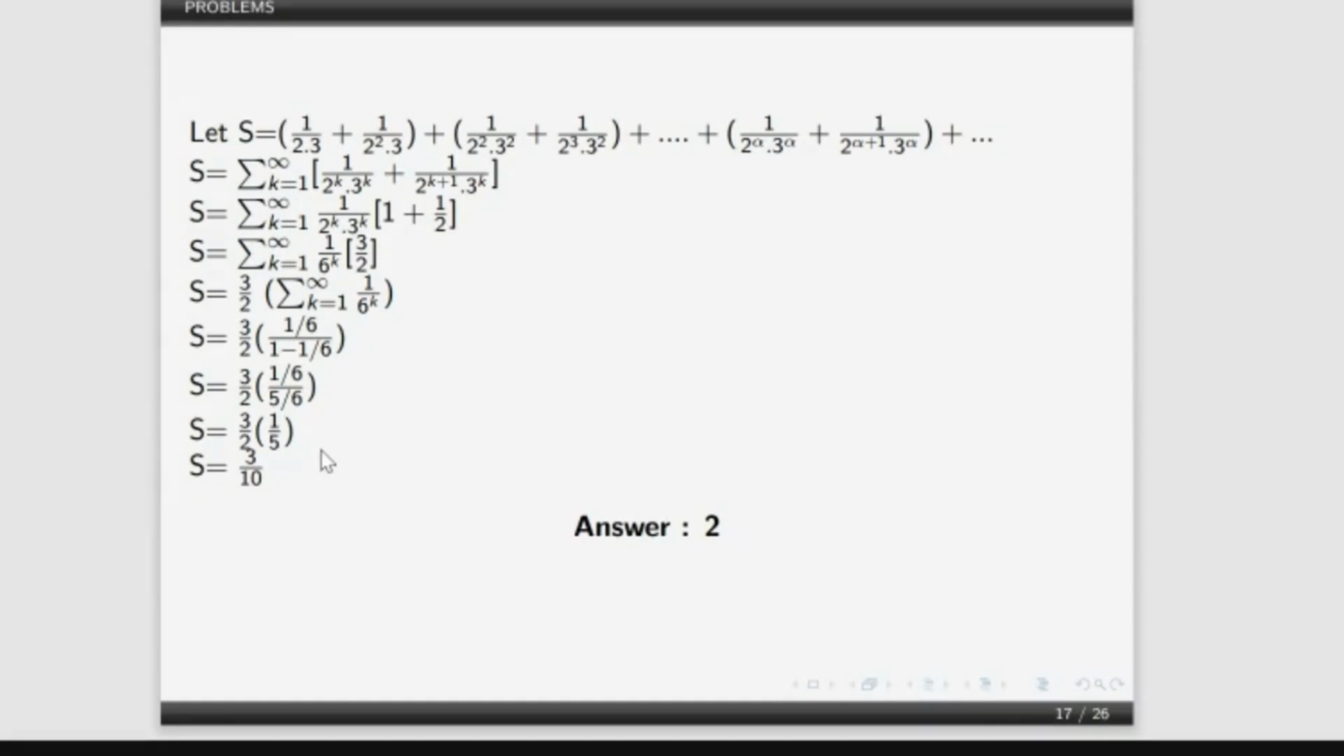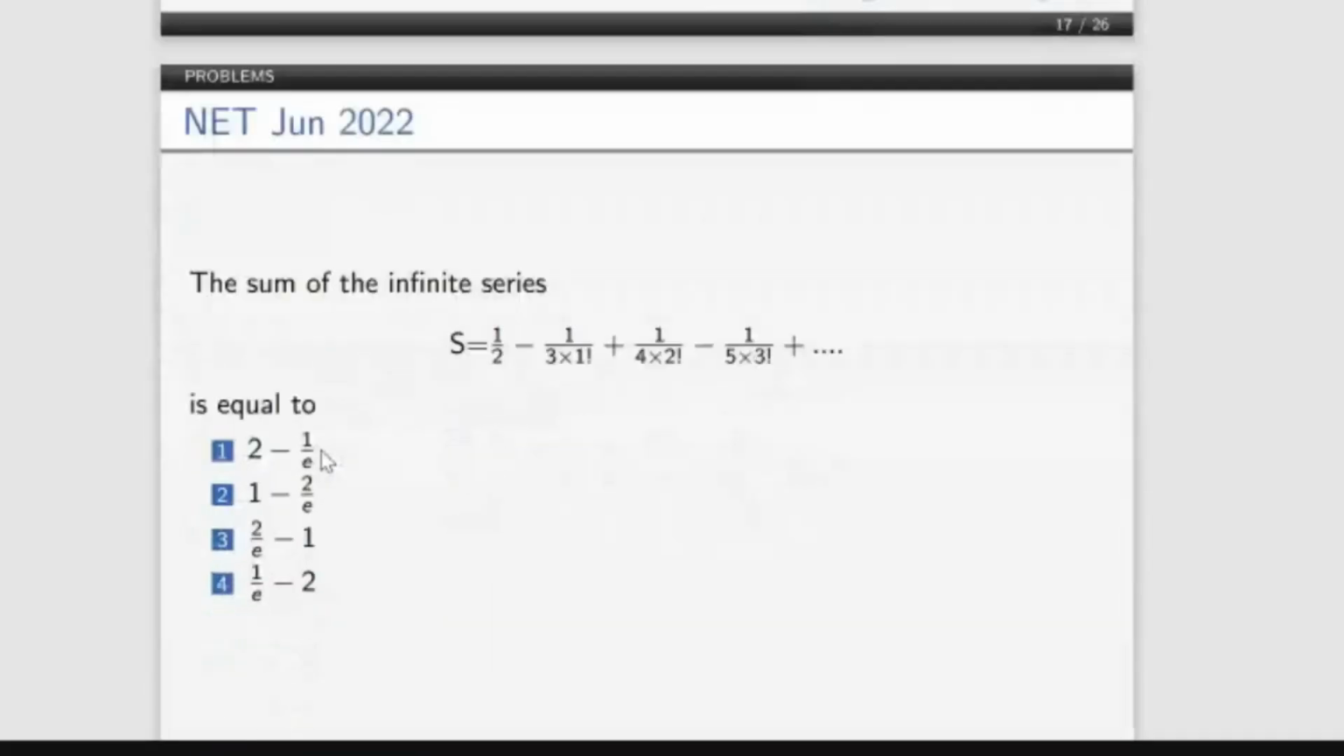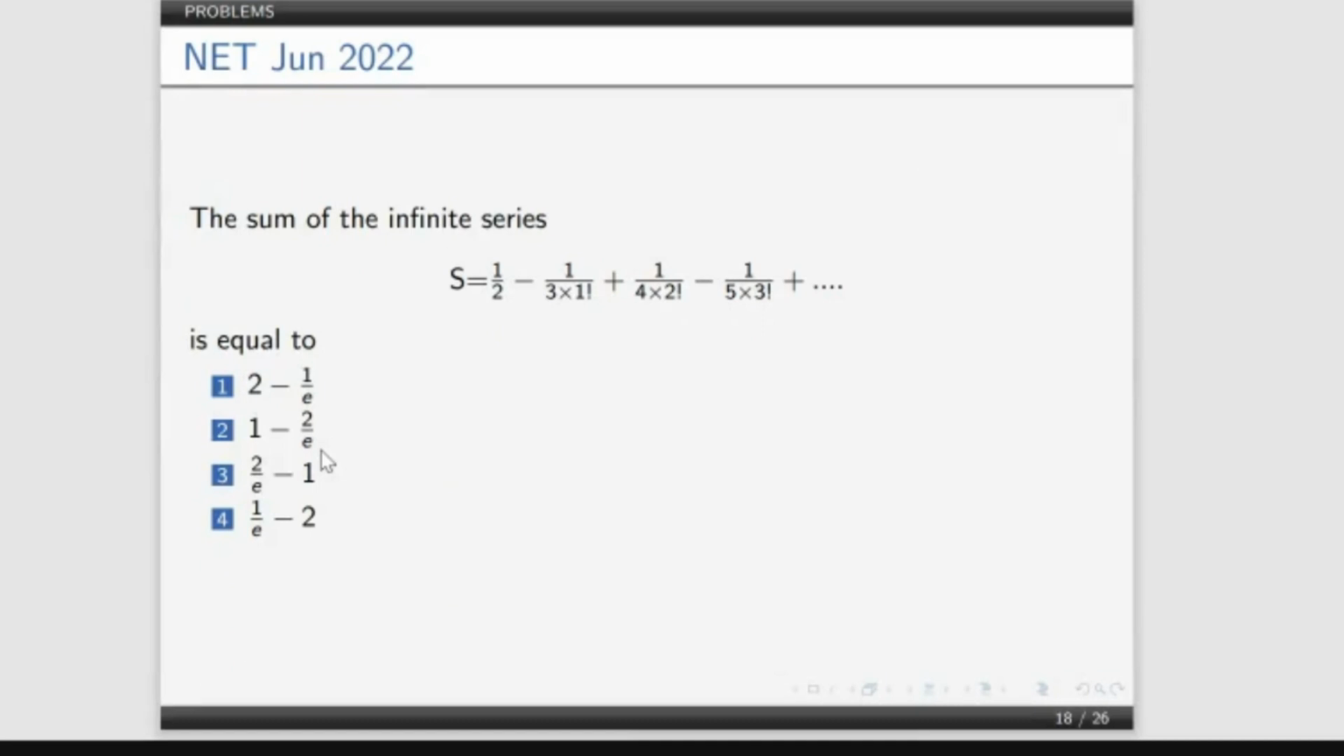No, ma'am. Okay. Fine. So we'll go to the next sum. Sum of the infinite series s equals 1 by 2 minus 1 by 3 into 1 factorial plus 1 by 4 into 2 factorial plus 1 by 5 into 3 factorial plus etc.